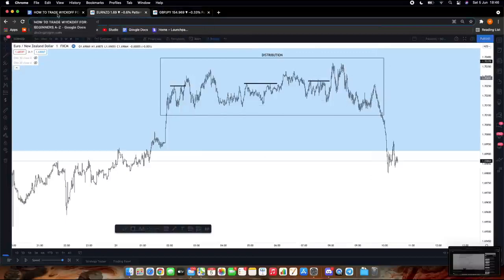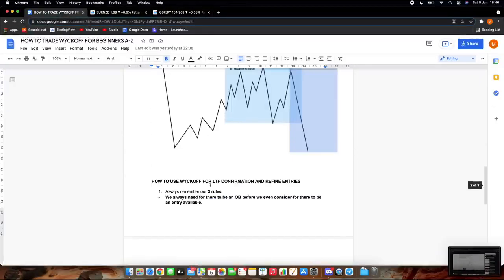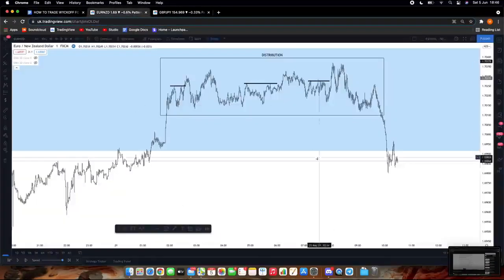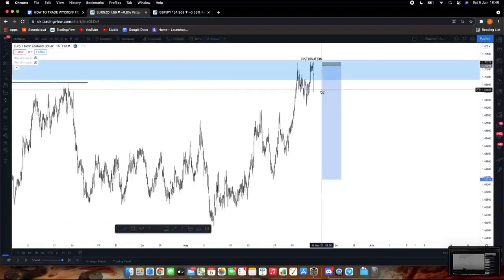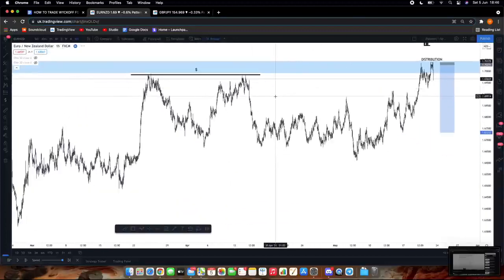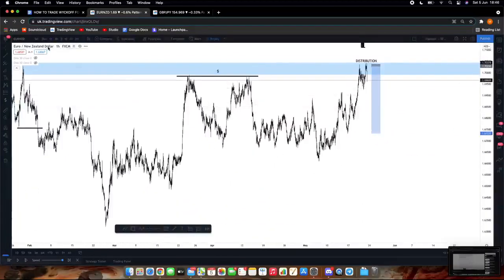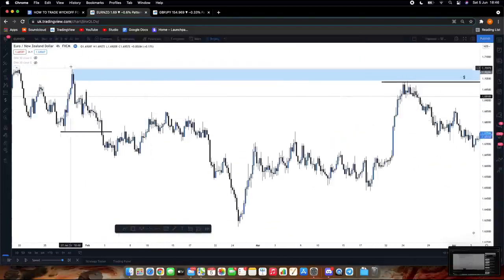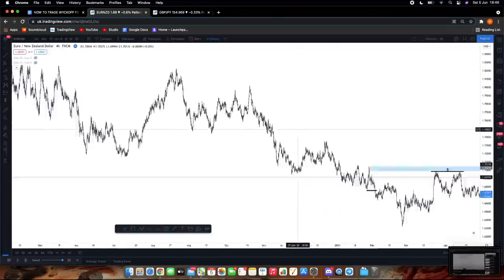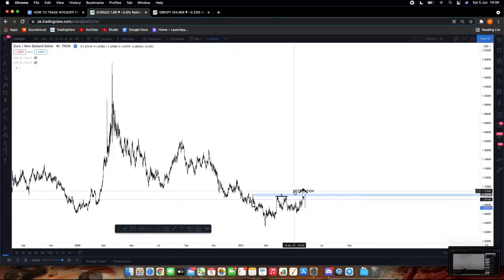So the third thing, I haven't gone into much detail for this because I've left it for the course, but I'll go through it very briefly now, is how to use Wyckoff for lower time frame confirmations. I barely use Wyckoff on time frames such as the 4 hour, daily, and 1 hour. What I much prefer is to use Wyckoff when I already have my directional bias. So my directional bias is bearish, as you can see, because we are bearish overall.